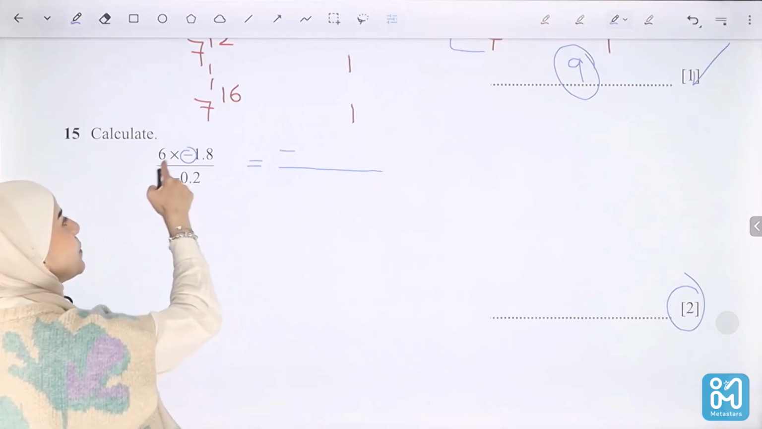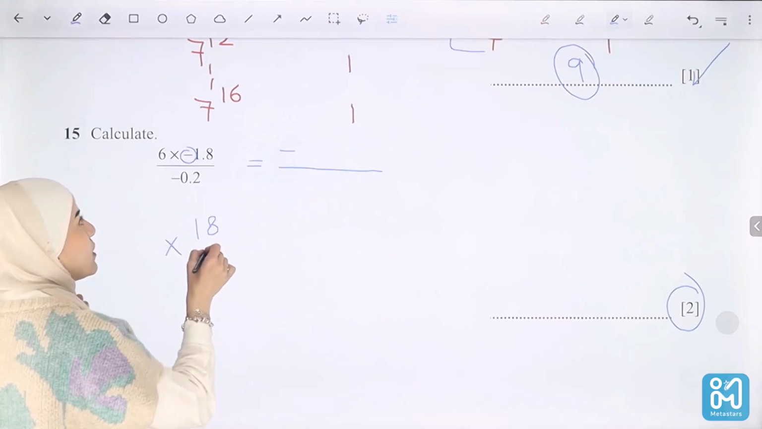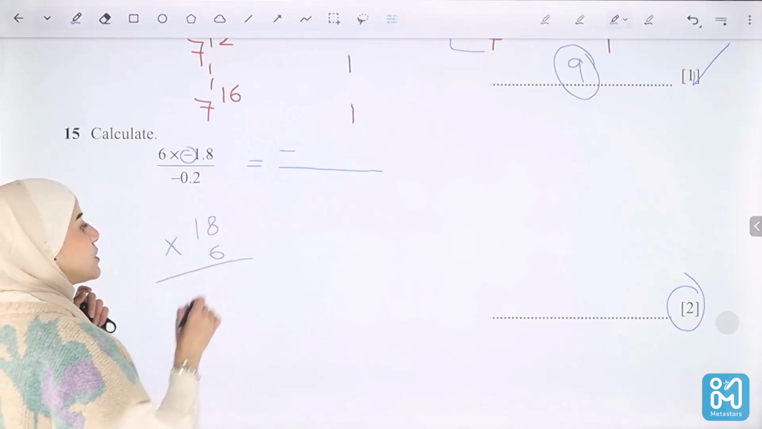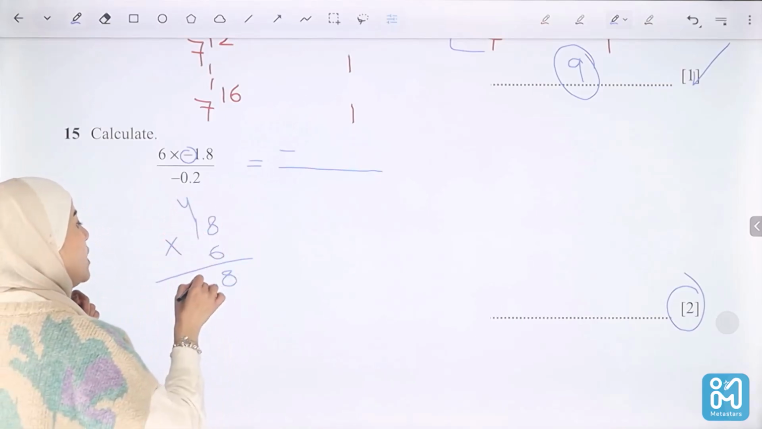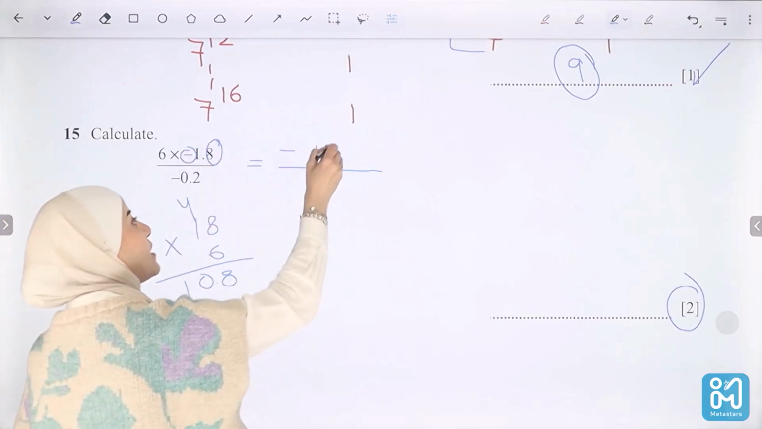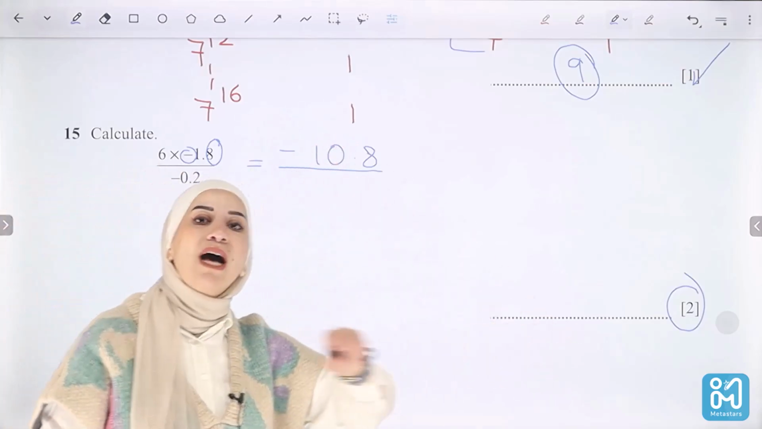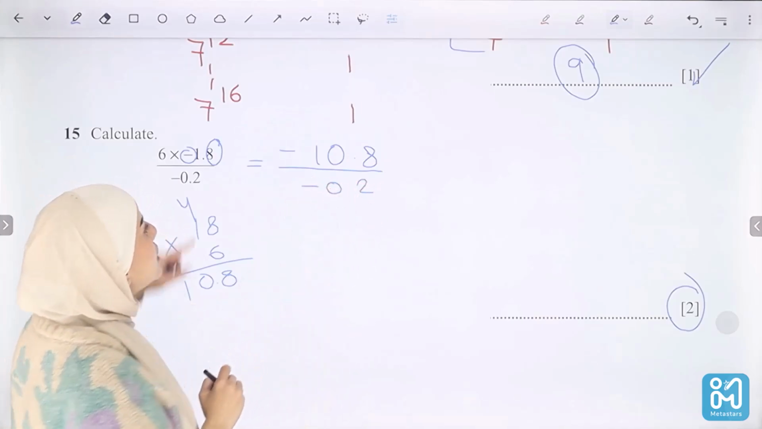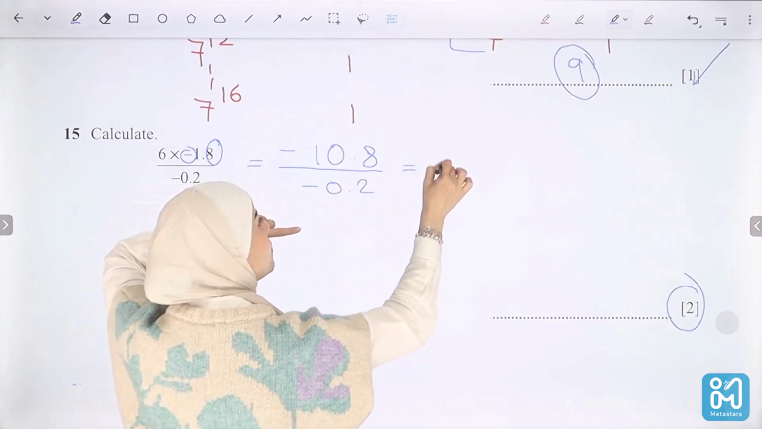Now I'm going to multiply 6 by 18 because, when multiplying a decimal by a whole number, we multiply it first as a whole number. So 6 times 8 equals 48. So 8 here and 4 up. 6 times 1 equals 6, plus 4 equals 10. And since I have 1 decimal place, I need to place it here. So it's 10.8. If you did the first part correctly, you're going to get a mark. Over negative 0.2. Definitely negative over negative. Negative over negative equals positive.